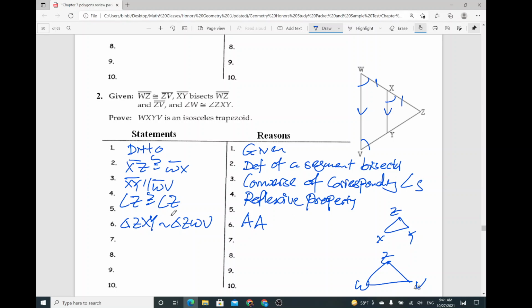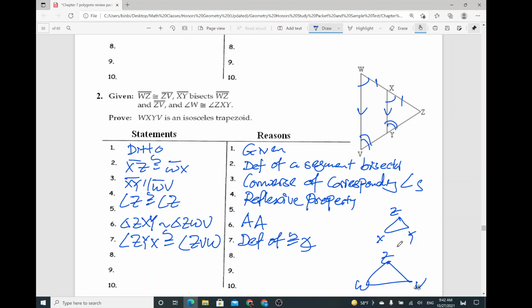Once we show that those two triangles are similar, that means these two angles right here got to be congruent as well. So we can say that angle ZYX is congruent to angle ZVW. Definition of congruent angles. Because once we prove the similar triangles, that means all those three angles got to be congruent as well.